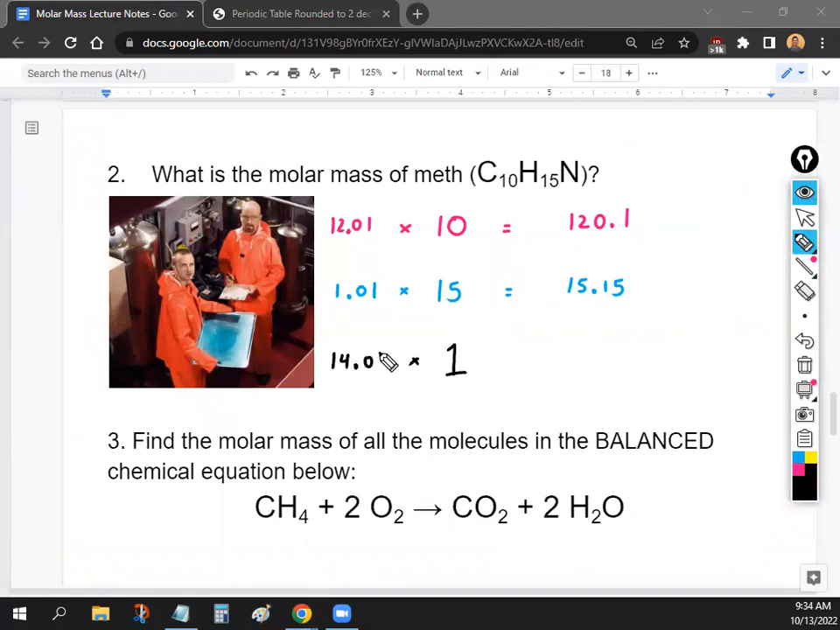So this is how much all of the components of meth weigh. If we want to find the molar mass of the entire compound, what do you think we should do with all these numbers? Yeah, we just want to add them together. Good. So if we add all three of these together, that will give you the molar mass of this molecule. That's how you find molar mass for big molecules like that.